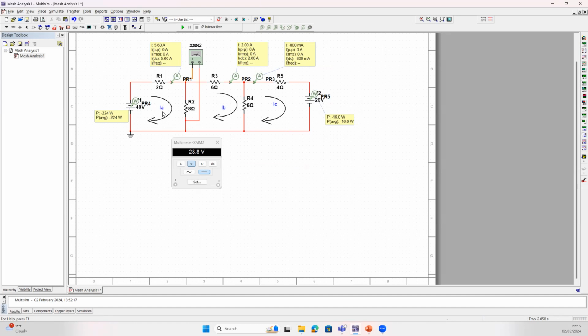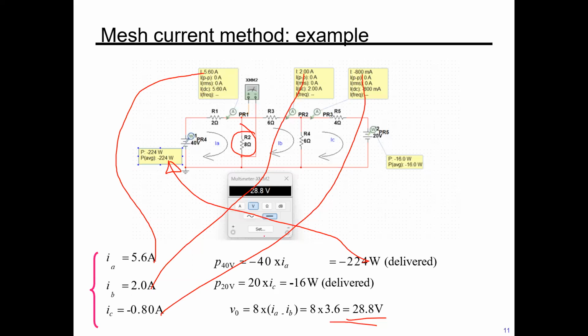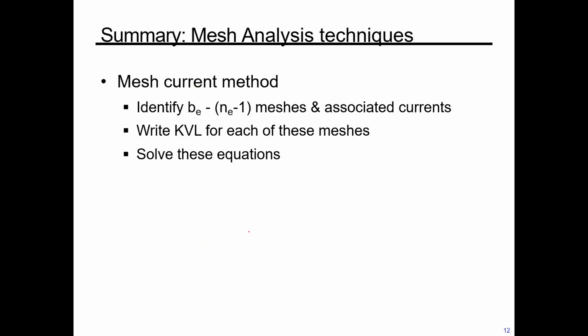If we know how to create the equation for each mesh, then we can find the current across it, and from that we can calculate the power. So in a nutshell, in mesh current, we must identify the branches or essential branches, and then apply this equation to find how many meshes we need, and then from that we calculate the Kirchhoff's voltage law and solve the equations.